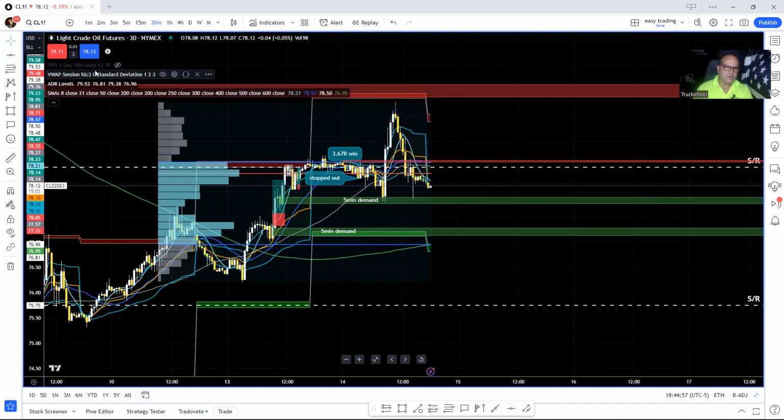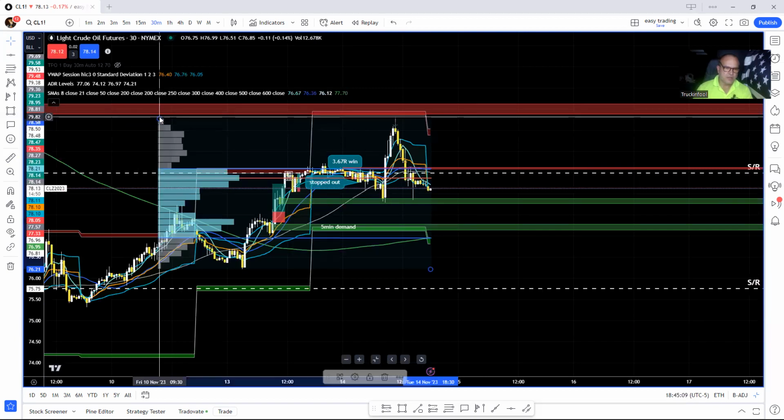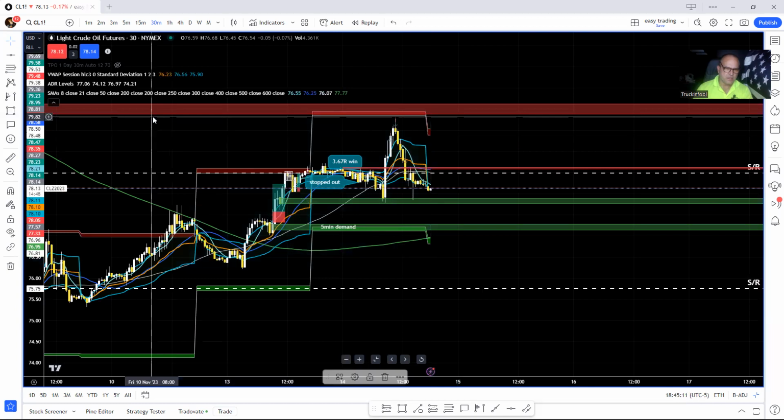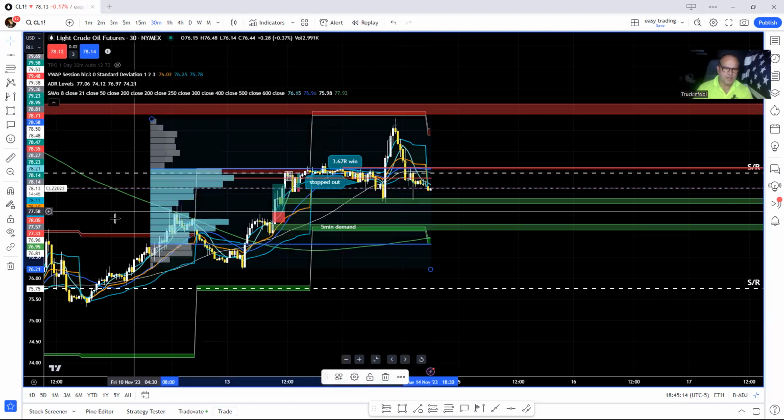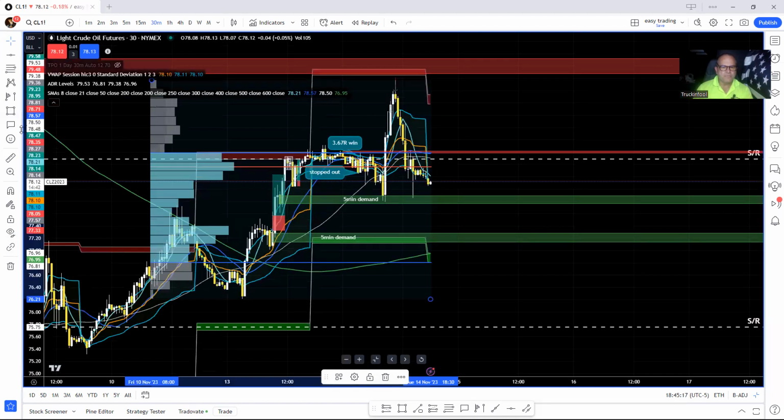So turn on VWAP and our SMAs. All right. So this was, that's 9:30. When you go back to 8 o'clock, there we go. All right. Didn't make a whole lot of difference.